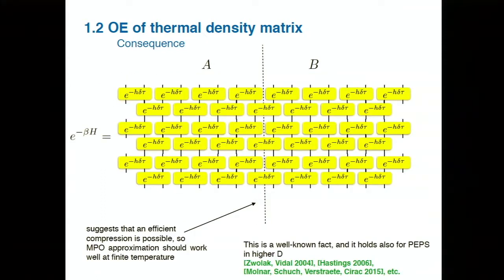And so what this means in terms of approximability is just that if you take a Gibbs state, then you can write it as the same circuit as earlier, but this time there's no i in the exponential. So that's the only difference. And this time compression is going to be possible, so it's going to work because this operator entanglement is small.